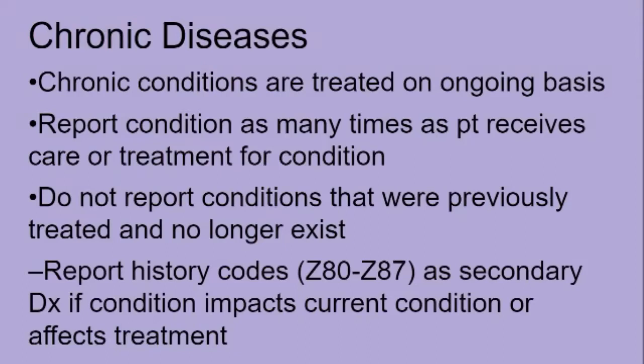Chronic diseases. Chronic conditions are treated on an ongoing basis. Report the condition as many times as the patient receives care or treatment for that condition. Do not report conditions that were previously treated and no longer exist. But you can use the history codes, Z80 through Z87, as secondary diagnosis if the condition impacts the current condition or affects the treatment.